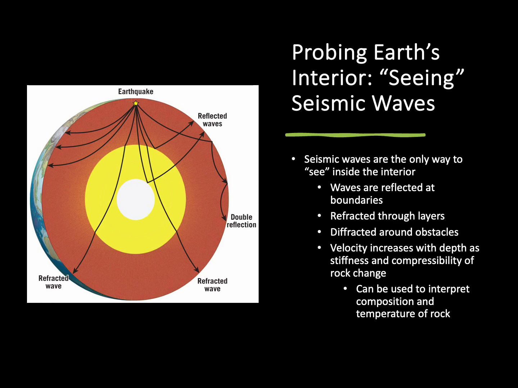So when we're looking at these different types of seismic waves that are released in an earthquake and looking at how they travel through the Earth's interior, it helps us figure out the different layers of the Earth and how they're different from one another.